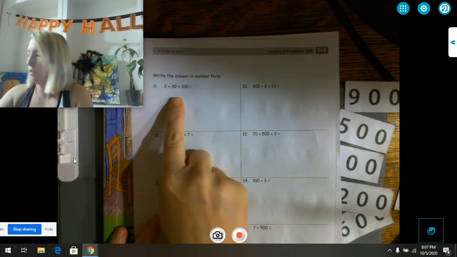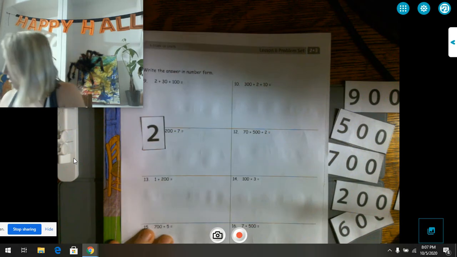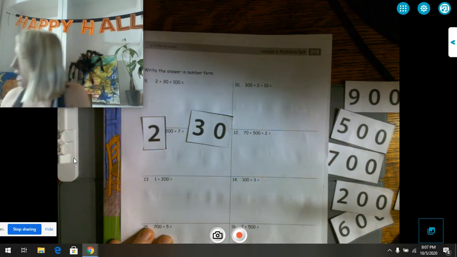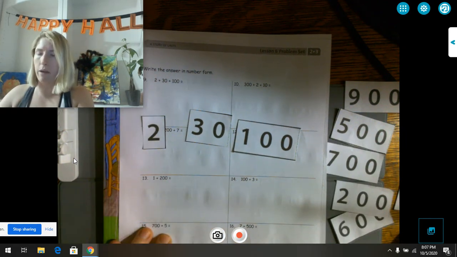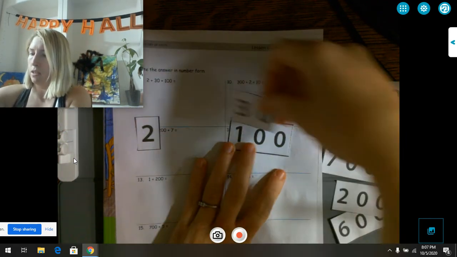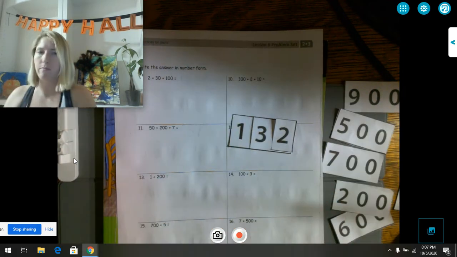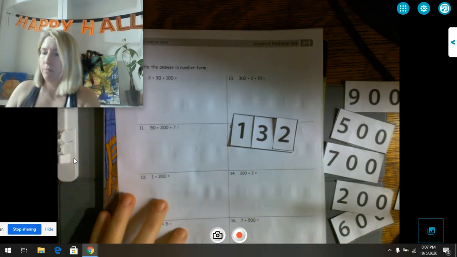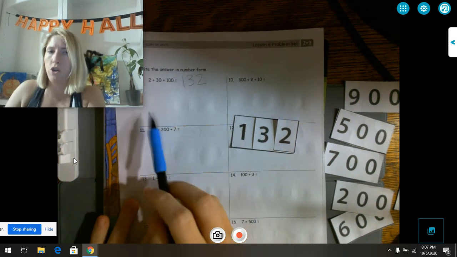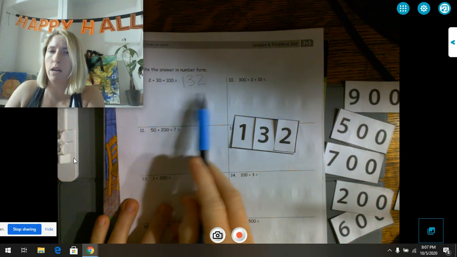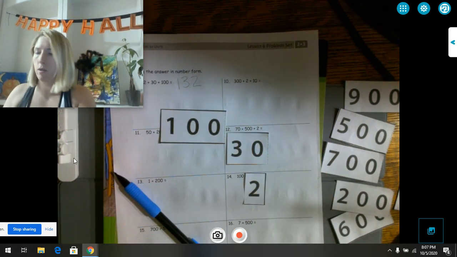So I'm going to find the 2 and the 30 and the 100. 2 and 30 and 100, right? I've got all the right parts. I'm going to put those parts together in the order they're supposed to be in. And what do I get? 132. So 2 plus 30 plus 100 equals 132.